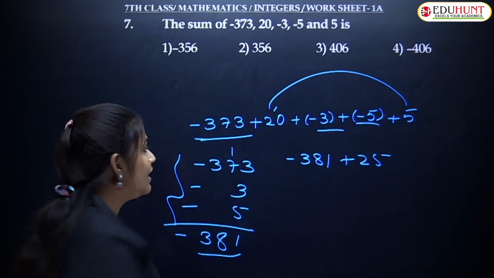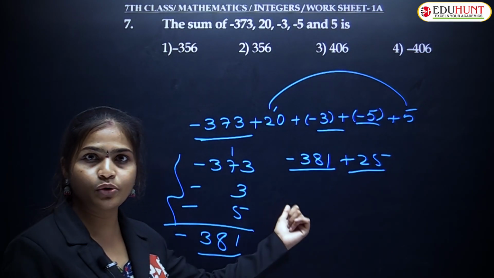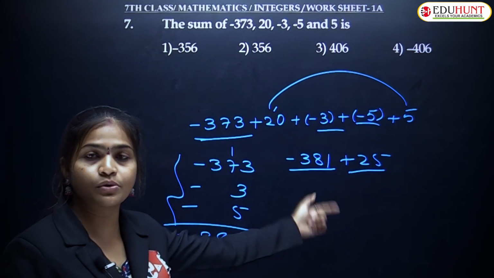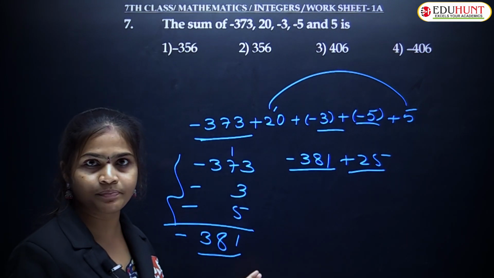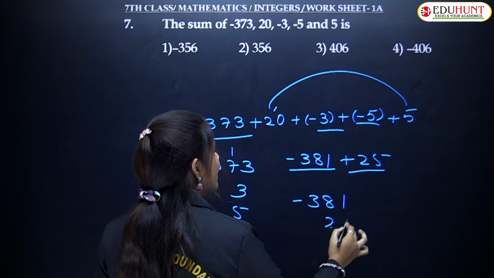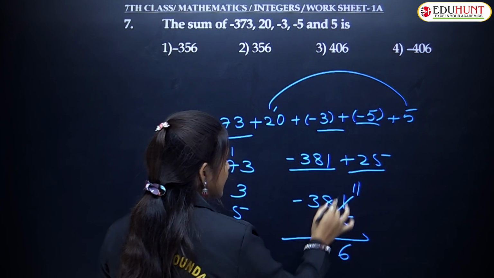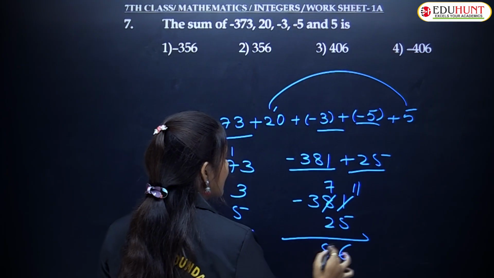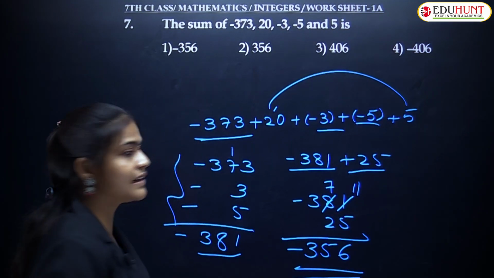Now come to this one. Do these two numbers have the same sign or different signs? Different, no? Negative and positive. So two different signs means we have to go for the difference. Understand? So that's why minus 381 minus 25. So 11 minus 5 is 6, here 7 minus 2 is 5, and this is 3. Minus 356 is the correct answer.